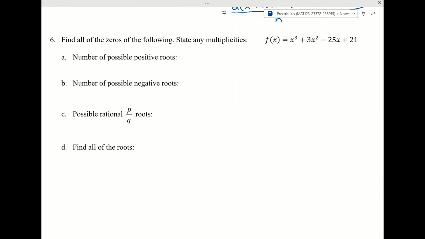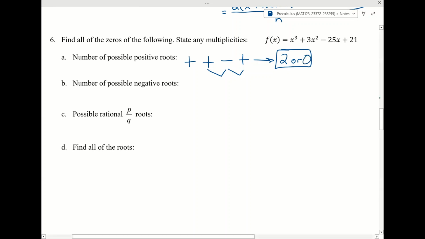For the number of possible positive roots, we're looking for the sign changes and then we subtract 2. So it looks like a positive x to the third, a positive 3x squared, a negative 25x, and then a positive 21. It changes here, and then it changes back. So we're going to say there's 2 or 1 positive roots. I thought it was 2 or 0. It is. We subtract 2. Thank you.